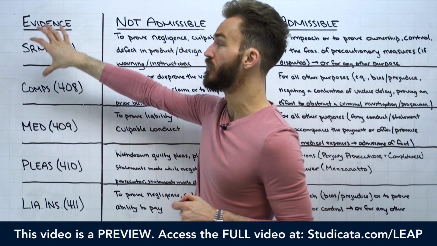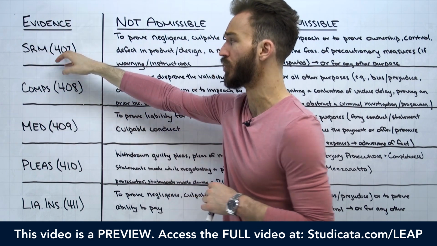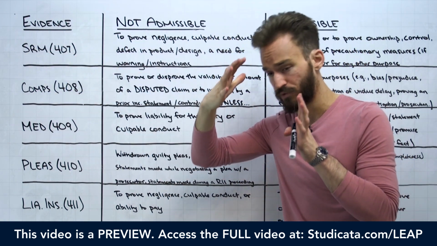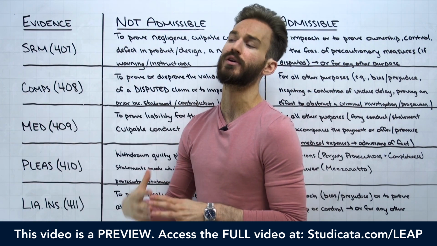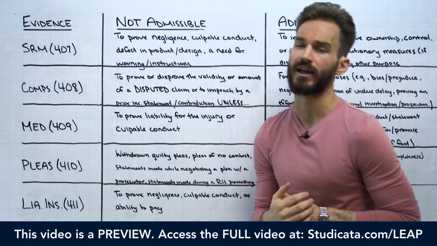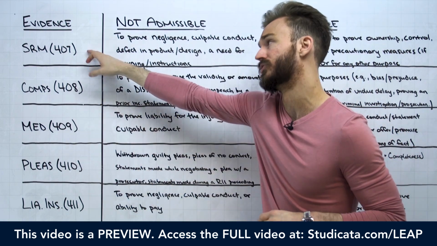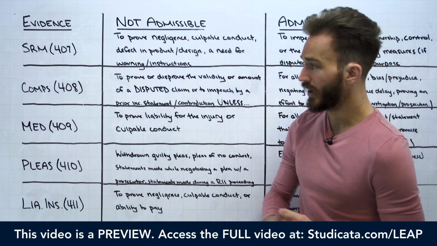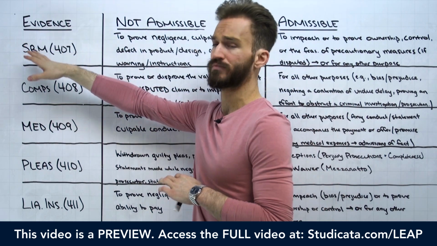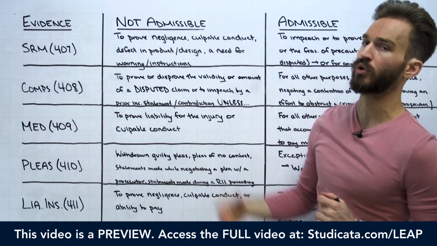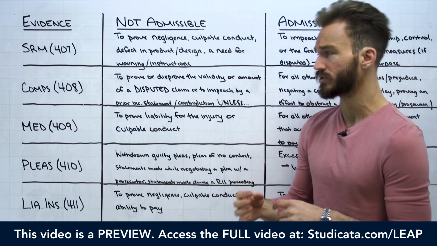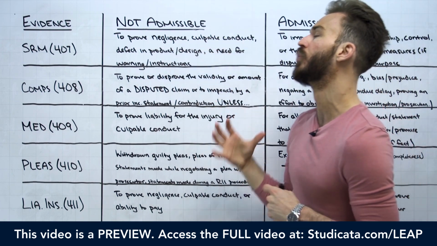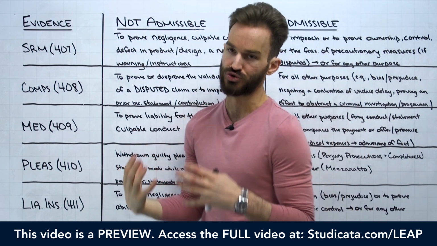Okay, so when we're defining what fact pattern triggers 407, we need to see, number one, an injury, and then after the injury, some sort of measure is taken to make that condition safer. That's a subsequent remedial measure. And evidence of subsequent remedial measures is not admissible to prove negligence, culpable conduct, a defect in the product or design, or a need for warning or instructions.